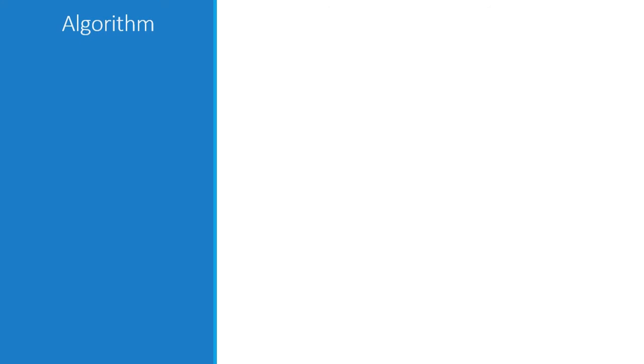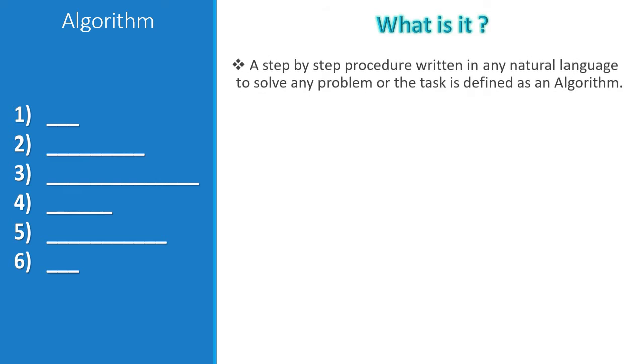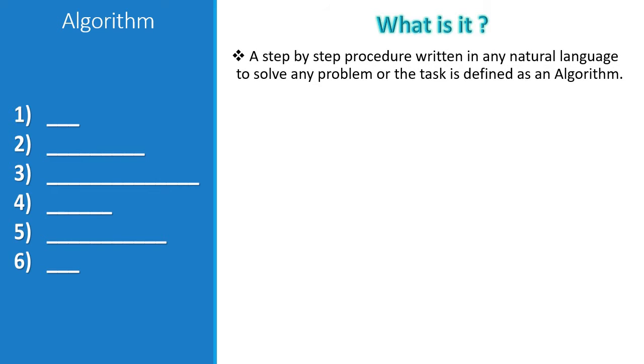First of all, let's understand the concept of algorithm. So what is the algorithm basically? A step by step procedure written in any natural language to solve any problem or task is defined as an algorithm. It is a general purpose tool and is language independent. It means it uses the natural languages that we humans use in our day to day life.